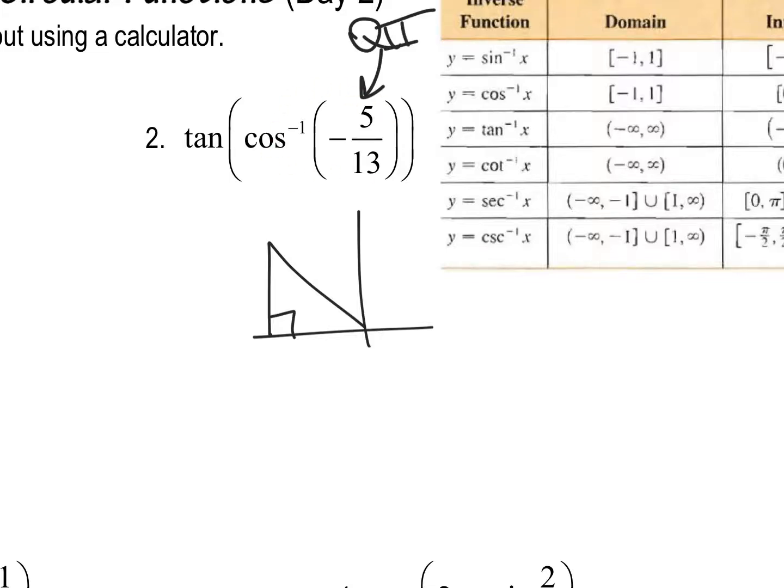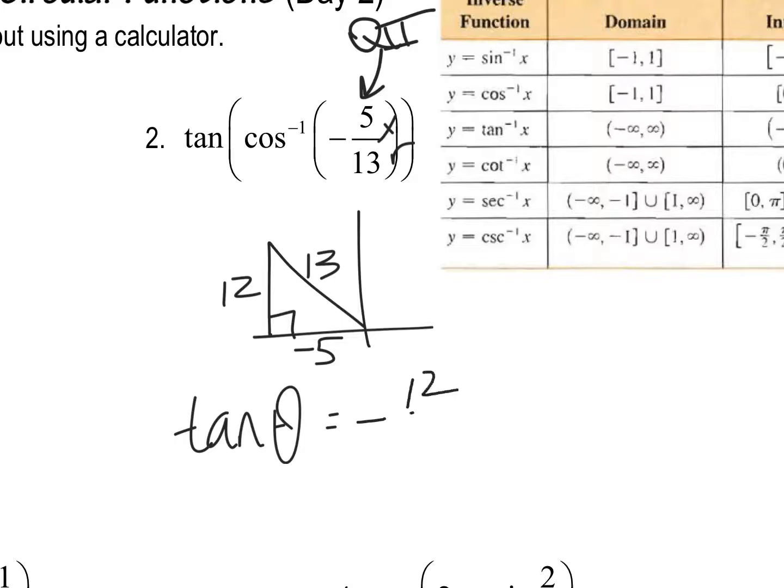So what I'm going to do is label my triangle with X and R. X over R. The X value is negative 5 because it's quadrant 2. Radius is always positive. That's 13. And by the Pythagorean theorem, this is 12. It's positive because I'm in quadrant 2. So now I can answer tangent. I'm just looking at my triangle, opposite over adjacent, so negative 12 over 5.